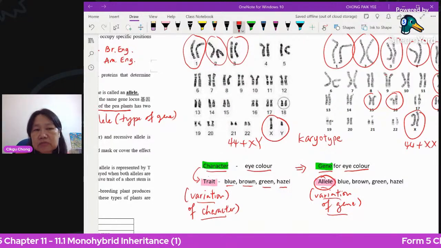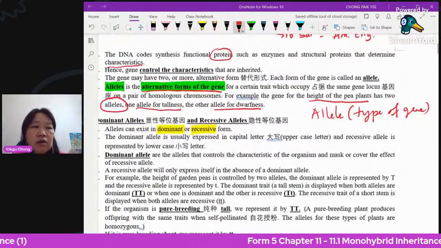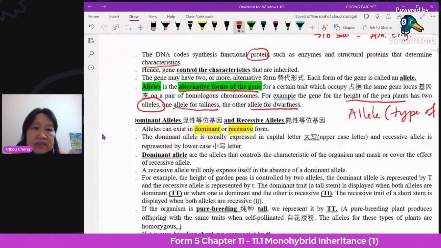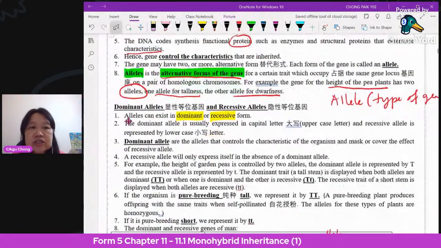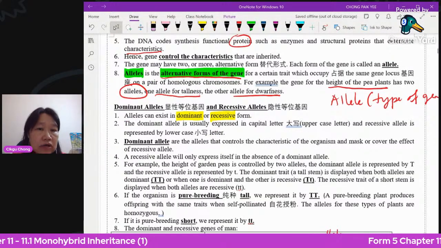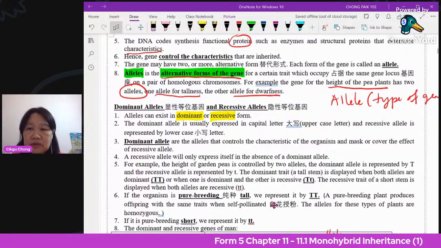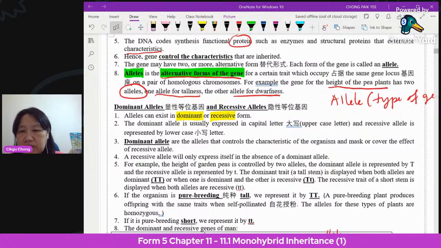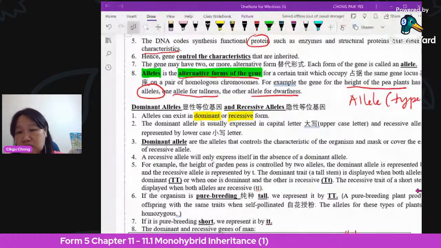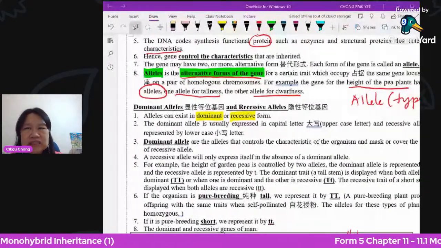Now, there are two types of allele actually. We're going to talk about dominant allele and recessive allele. Geneticists have found out that there are two types of allele. So we can say blue color or brown color eyes, some are dominant, some are recessive. What does it mean by dominant? Dominant means it's stronger.